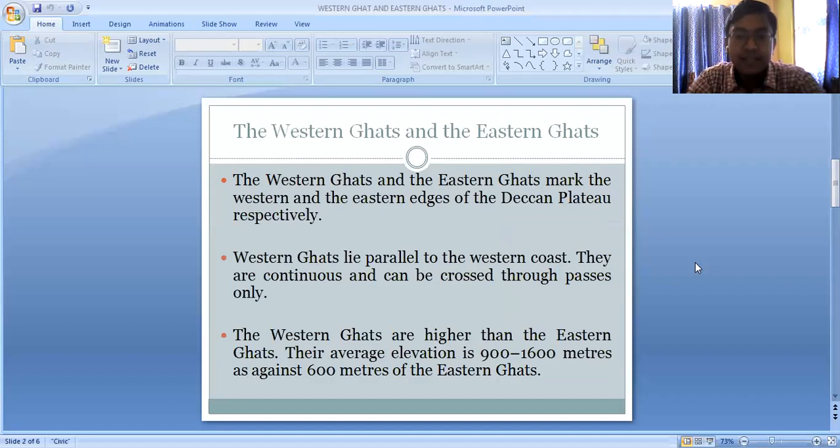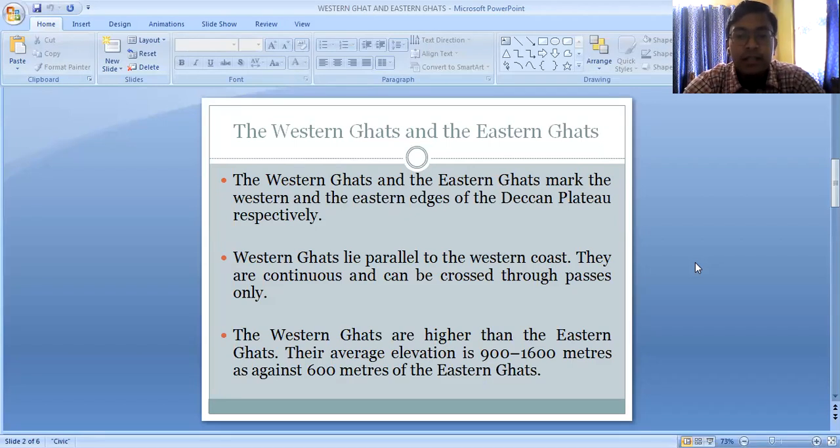The Western Ghats and the Eastern Ghats mark the western and the eastern edges of the Deccan Plateau respectively. The Western Ghat is the westernmost boundary of the Deccan Plateau, and the Eastern Ghat is the easternmost boundary. That means the Deccan Plateau is confined between the Western and the Eastern Ghat.